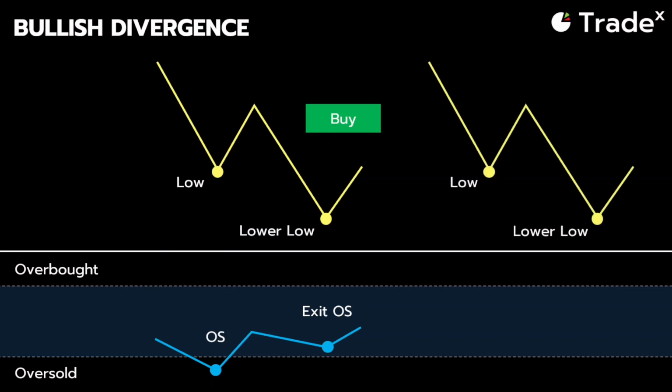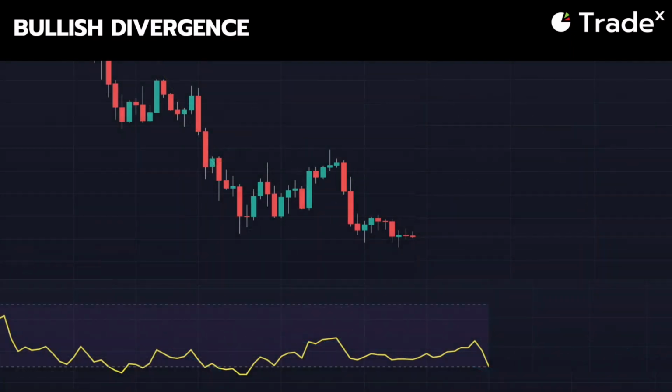Conversely, if the price makes a lower low but the RSI remains in the oversold zone, the bullish divergence strategy is less effective. Even with a higher low in the RSI, the continued presence in the oversold zone indicates weaker momentum recovery, and the price may not reverse as expected. Let's look at an example to illustrate this concept.